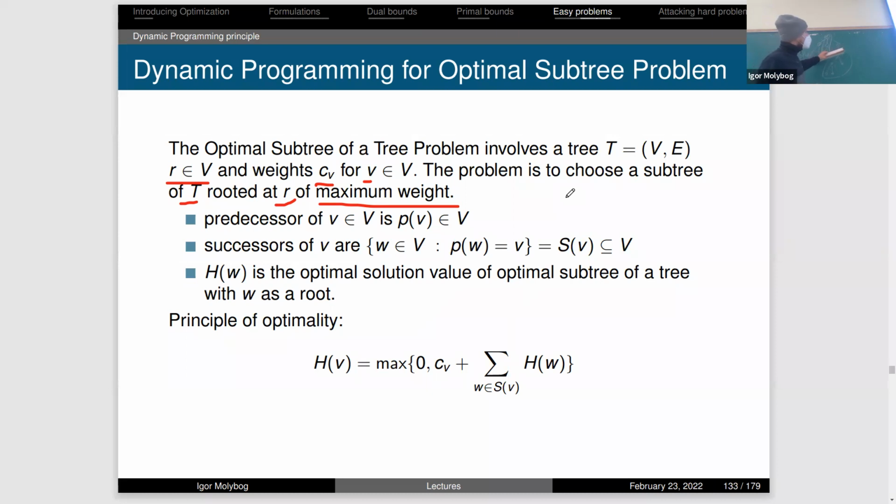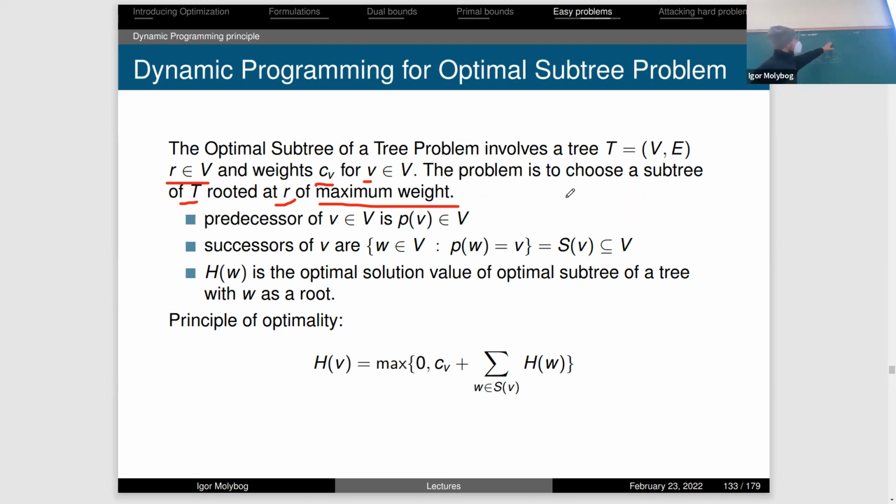So let's take a look at how we can reason about it. Let's say that this is our node V, and it has several successors, W1, W2, W3. Each of the successors will have some subtrees, and each of the subtrees would have a total weight. So together with the node itself, the total weight is going to be H of W1, H of W2, and H of W3.